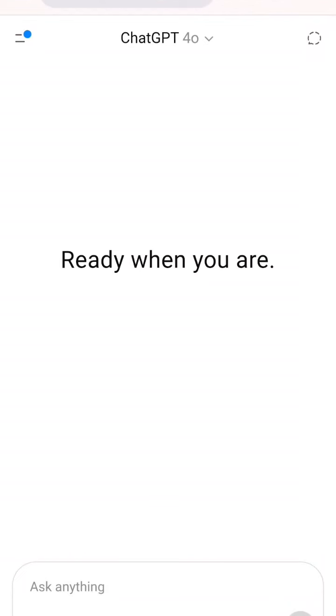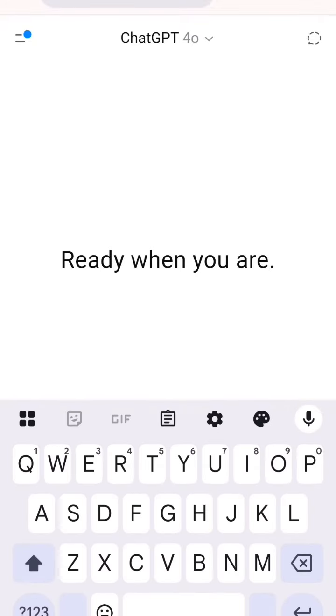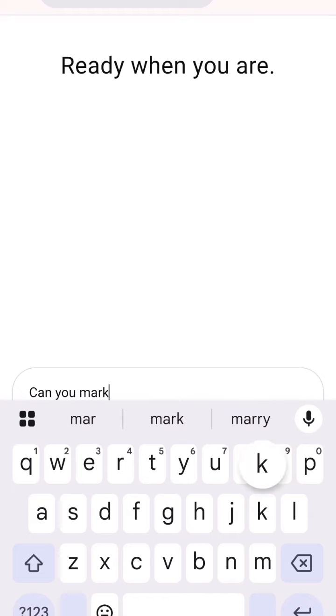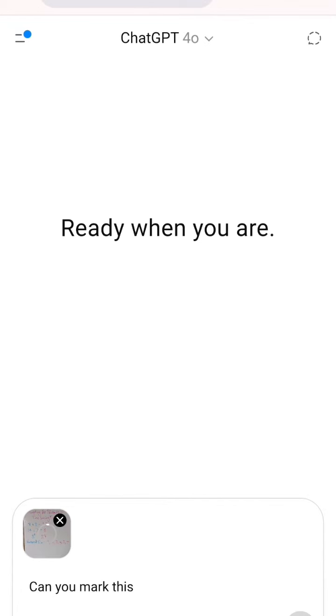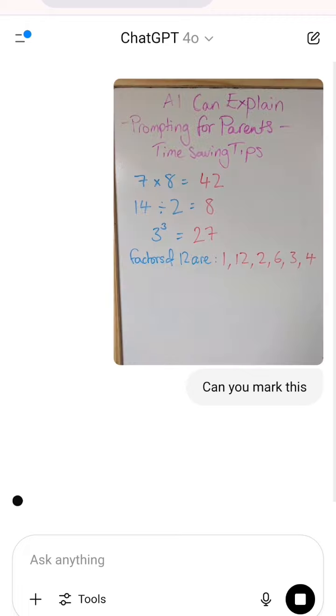Okay. I'm going to start by saying ChatGPT is not perfect, and nor are any of the other rivals either. So I'm going to start by asking it to mark some maths. So, can you mark this? Rather than type it up, I can add a photo of some I made earlier on the whiteboard. Whilst it's loading its answer, I'm just going to talk through what questions I've given it.